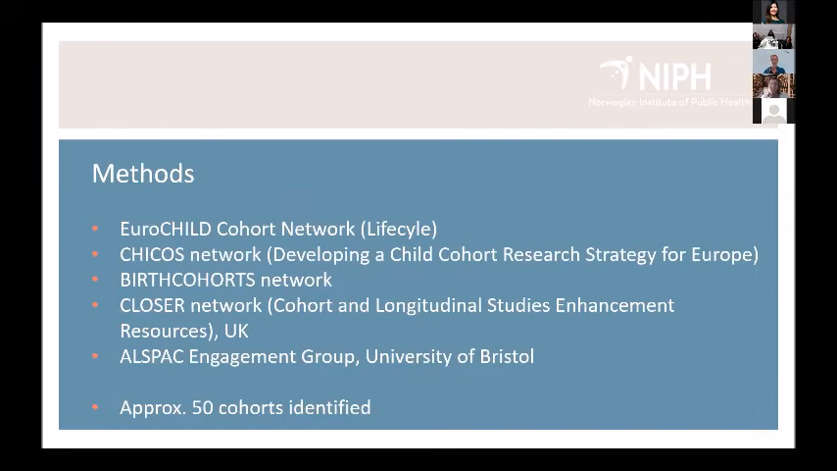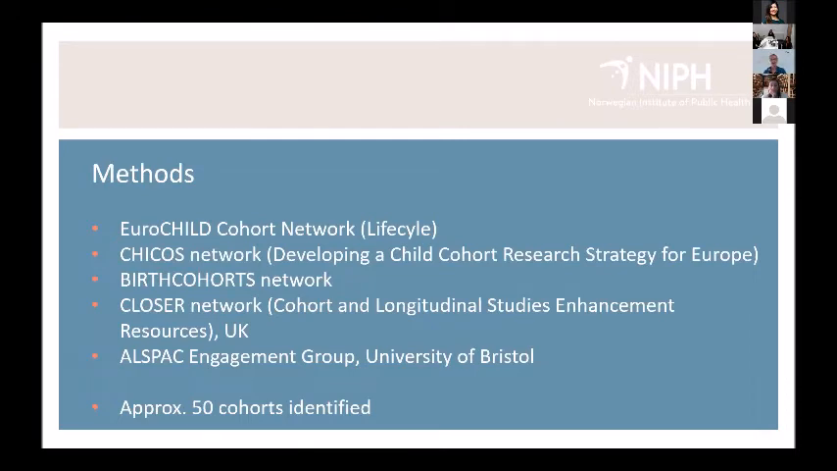So what we've been doing is that we looked at existing networks of cohorts. We looked at the Eurochild cohort network that is set up by the Life Cycle project, a large EU project that is trying to connect approximately 40 pregnancy and birth cohorts together. We'll look also at existing networks such as the CHICOS network and the birth cohort networks. These two networks also have been set up by European projects.